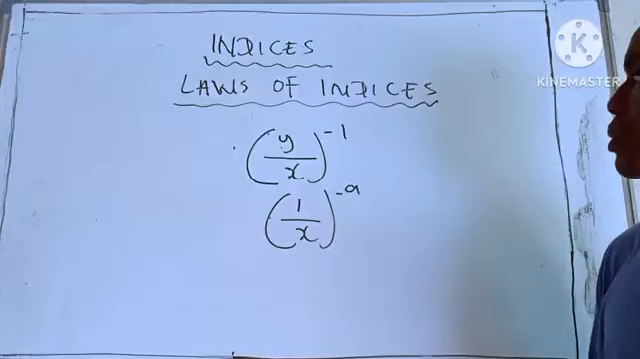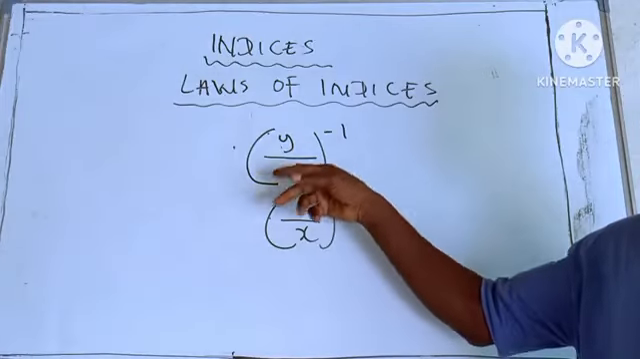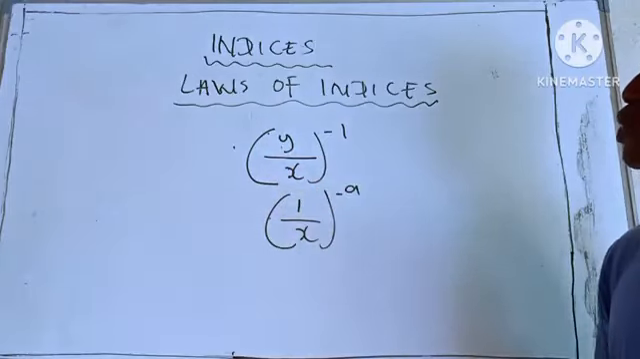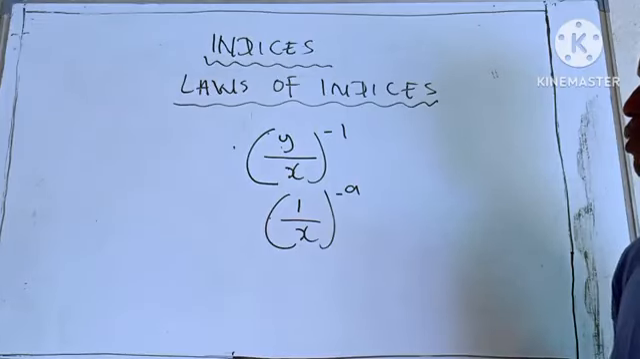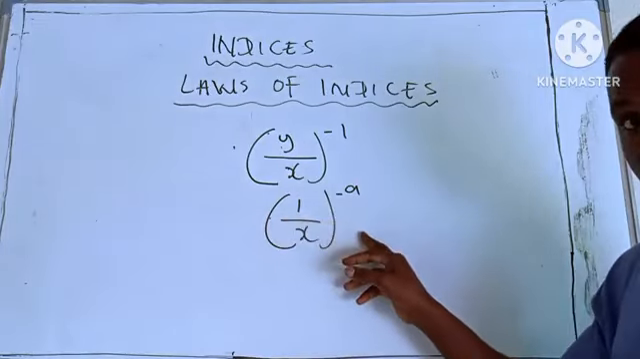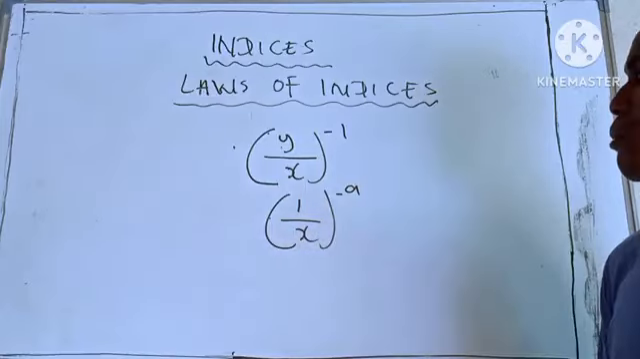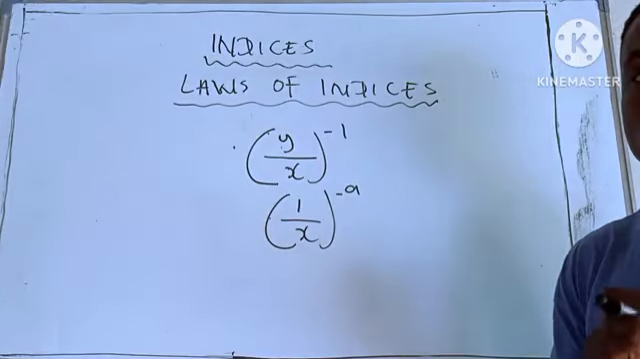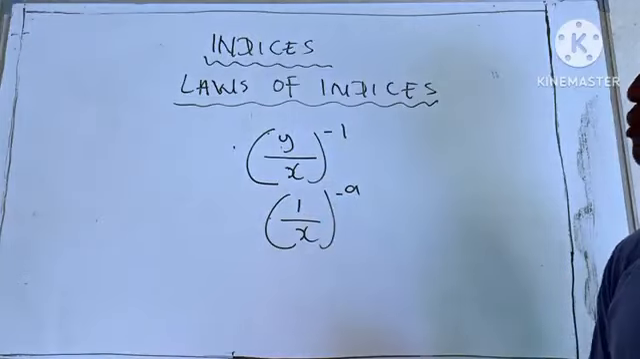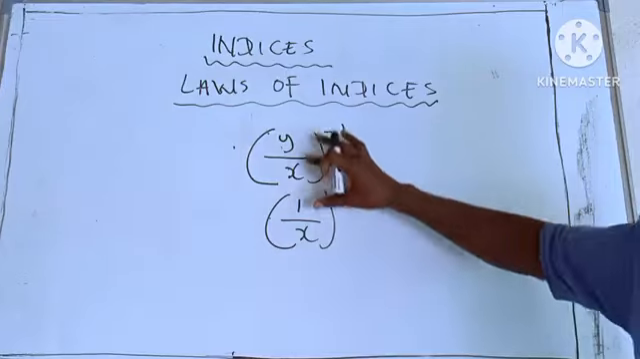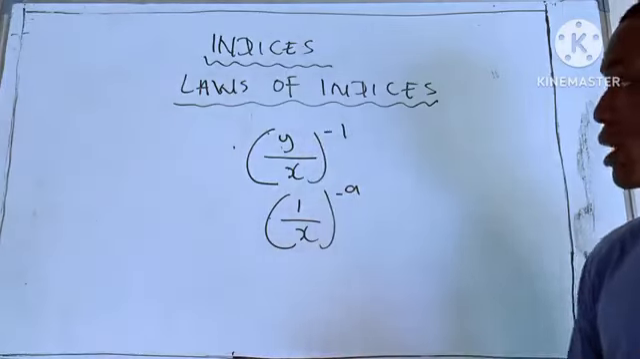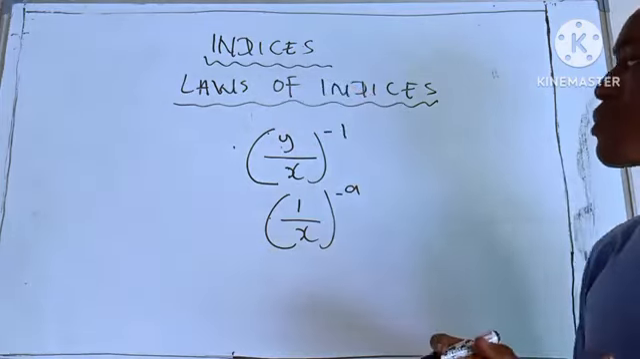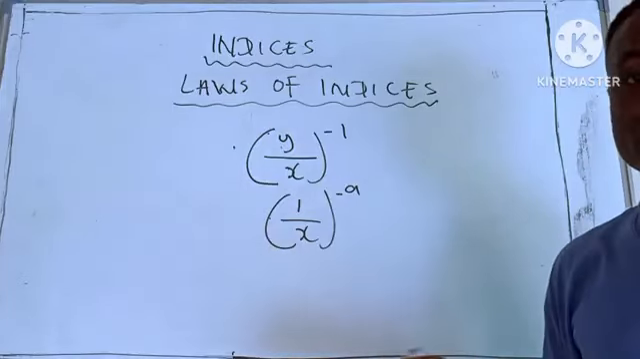Okay, let's look at this law. On the first one, we have bracket open y all over x, bracket close, raised to power -1. While the second one, we have bracket open and close, 1 all over x raised to power -a. Now, when solving math equations, most times you will come across this type of thing. Are you getting it? Now, I'm starting with these variables, like this y, x, all these ones. I can try to start with either z, a, any variable.